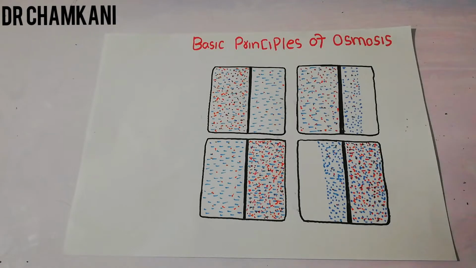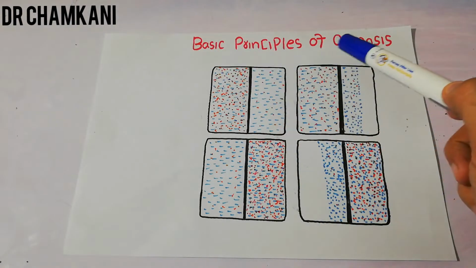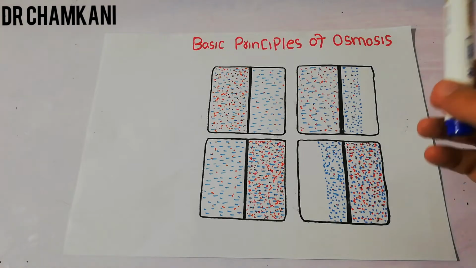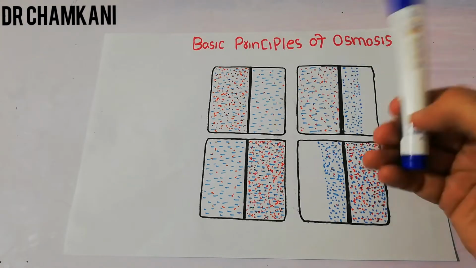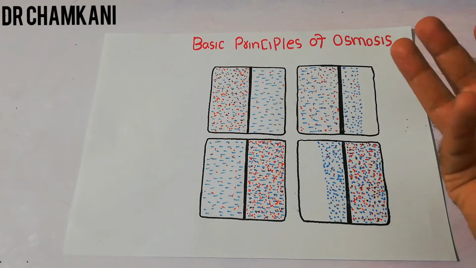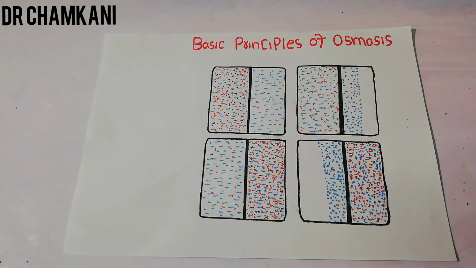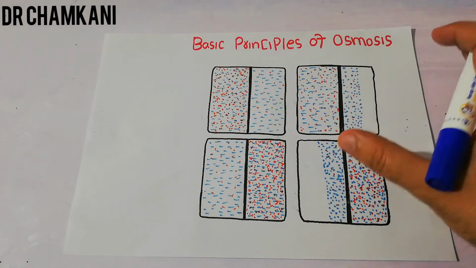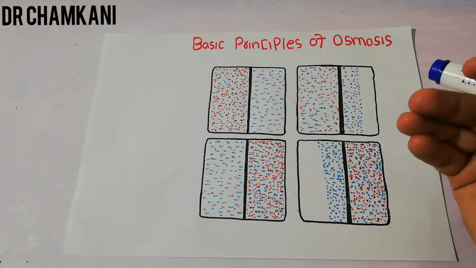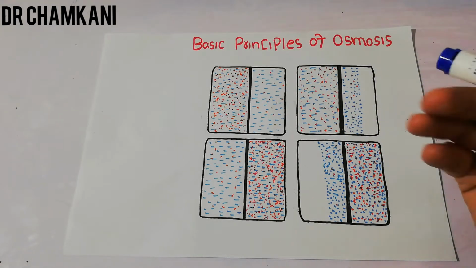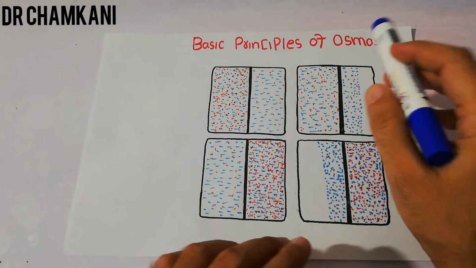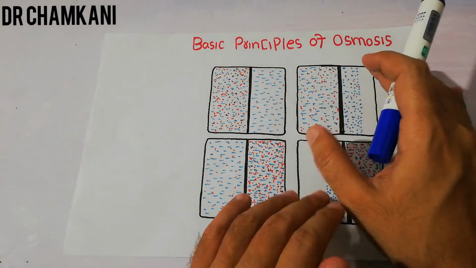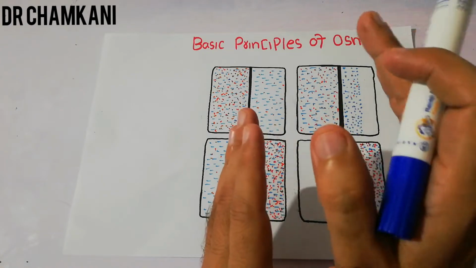Today we are going to start discussing the basic principles of osmosis, and the first topic we are going to discuss is osmosis itself, the definition of osmosis, what is osmosis and how it is helpful. Now we have started the kidneys and the body fluids, and we have discussed the different body fluids, the intracellular fluid, the extracellular fluid, the interstitial fluid.